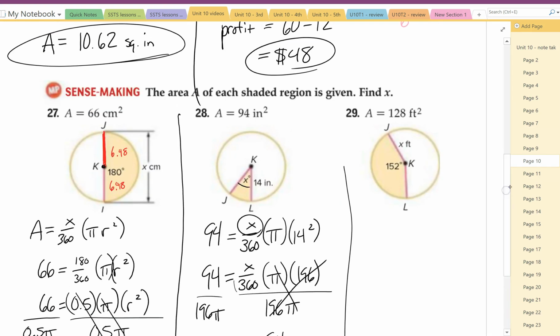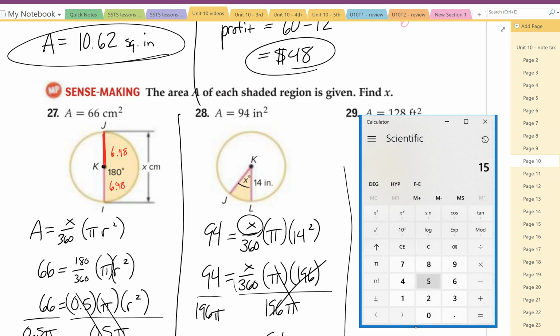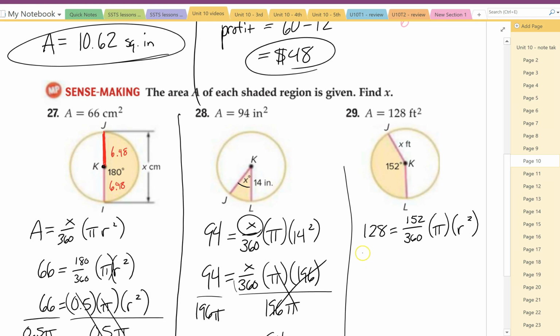All right, last one. What is my x here? Well, x on this one is the radius. Okay, so I'm going to solve for the radius here. The area, I don't need to write the a, the area is 128. And that's equal to 152 degrees over 360 degrees times pi times r squared. So let's figure out what 152 divided by 360 is. 0.422. Let's leave this.